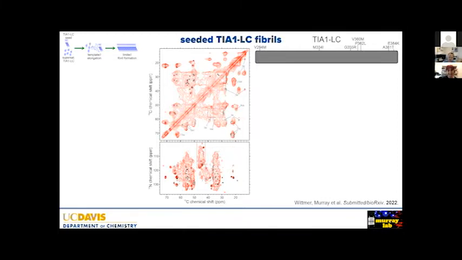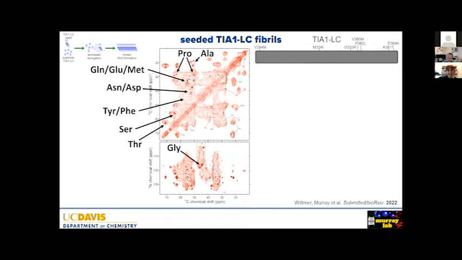We can immediately identify certain signals based on their amino acid chemical shift distributions. So we can see that there's a fair number of proline, alanine, glutamine, asparagine, tyrosine, serine, and threonine residues. I can't forget about glycine down here at the bottom. But what's also interesting is that there are a subset of signals that we observe in these 2D spectra. They're relatively weak, but when we go on to do the 3D spectra that I was describing to you for the assignment process, we don't see some of these signals.